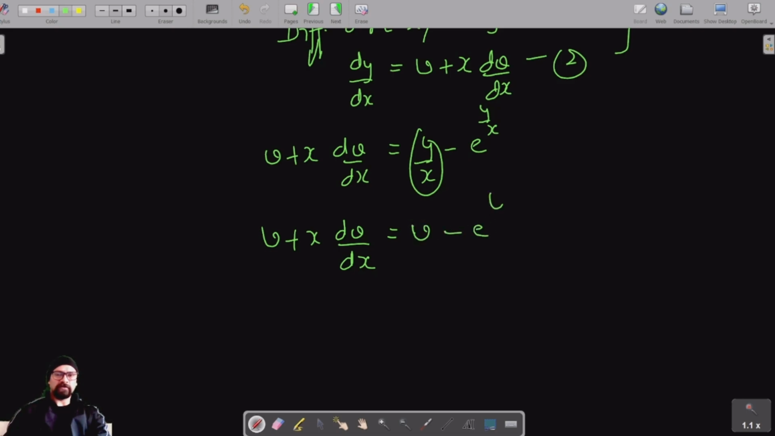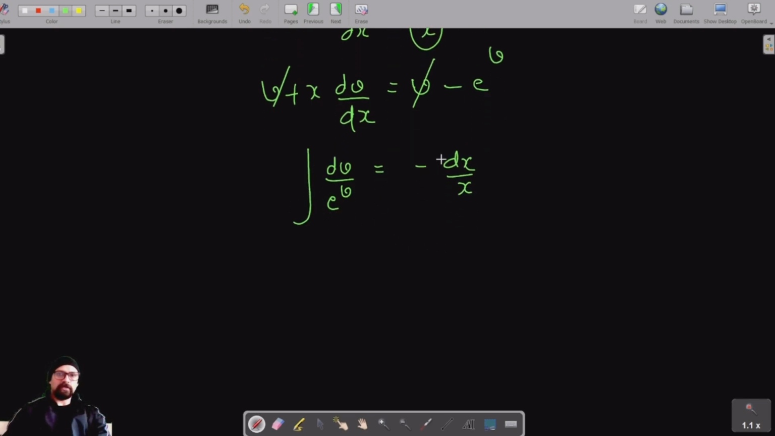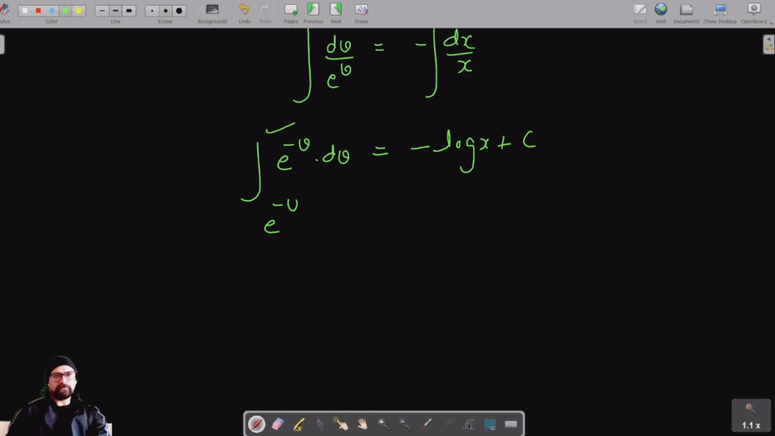This is v minus e raised power v, and v gets cancelled. Separating the variables gives us, let's cross multiply, dv upon e raised power v is equal to minus dx upon x. And integrating on both sides will give us the integration of e raised power minus v into dv, and this is minus log x plus c. Integration of e raised power minus v is e raised power minus v, and minus v's differentiation is -1. So this is equal to minus log x plus c.